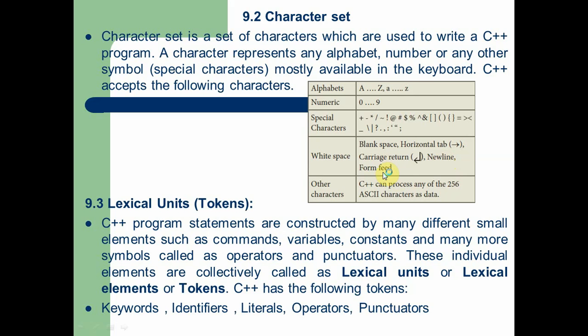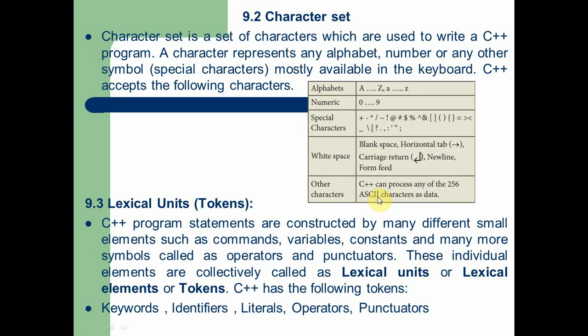Next one, other characters. C++ can process any of 256 ASCII characters as data. So other than these characters, there are some other data also in ASCII. ASCII means American Standard Code for Information Interchange, which we already discussed in chapter number 2, number system, which is used to convert any data into numbers. So all the characters used in ASCII can be used in C++ language. So this is the character set of C++ language.